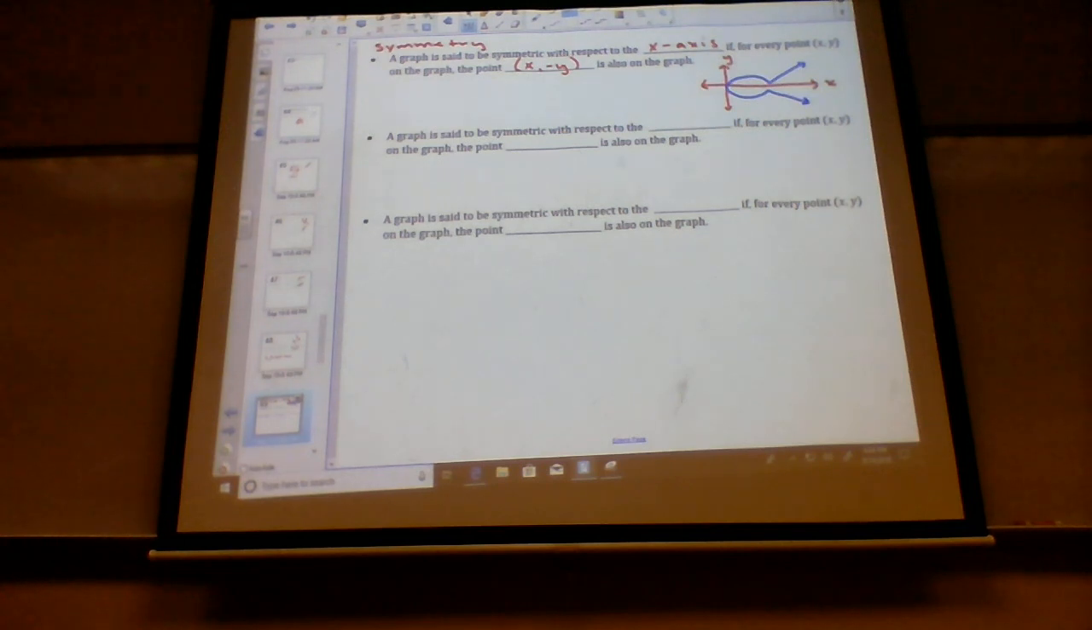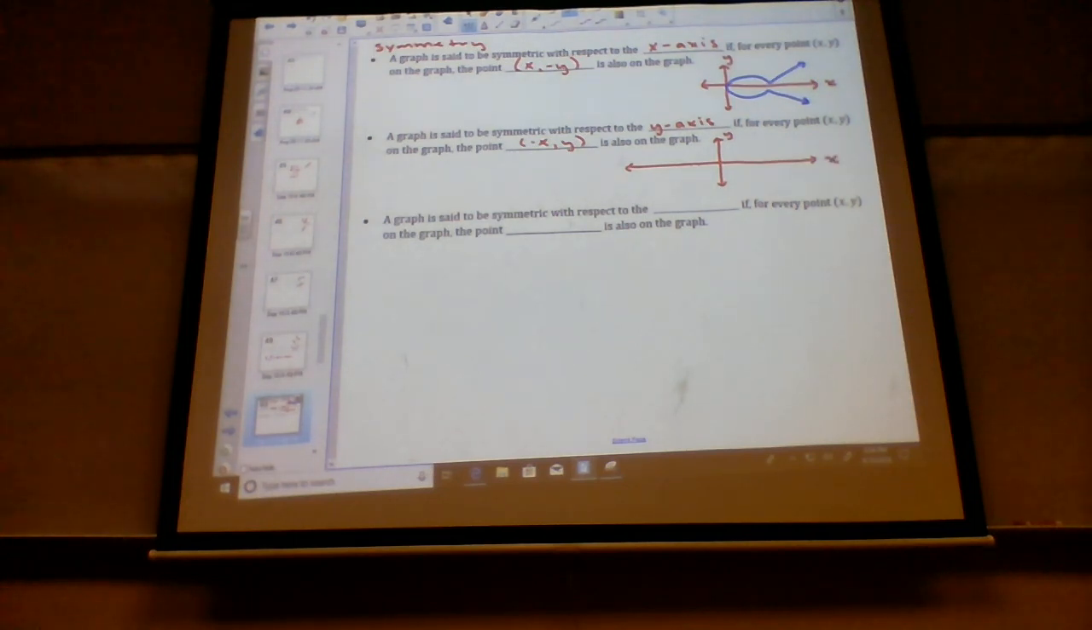It says a graph is said to be symmetric with respect to the y-axis if for every point (x, y) on the graph, the point (-x, y) is also on the graph. So they say a picture is worth 1,000 words. I feel like that's true here. It's easier to see what y symmetry looks like with a picture. So this is my y-axis and my x-axis.